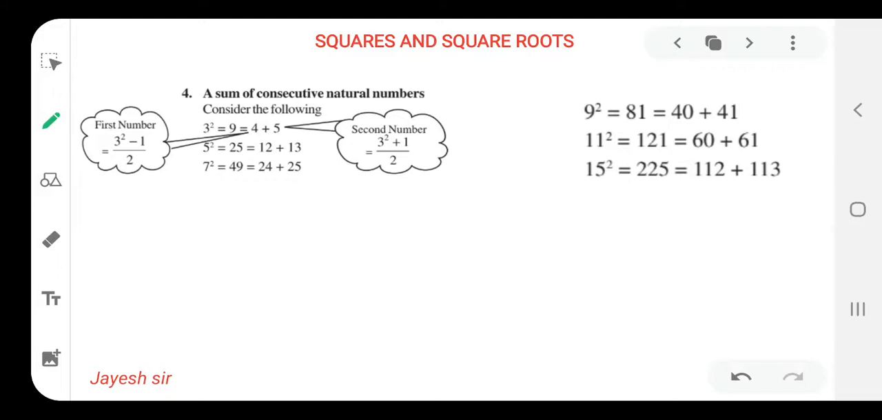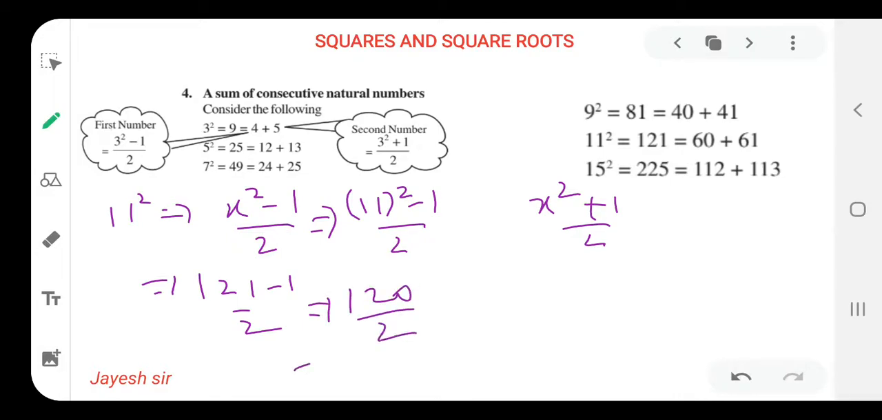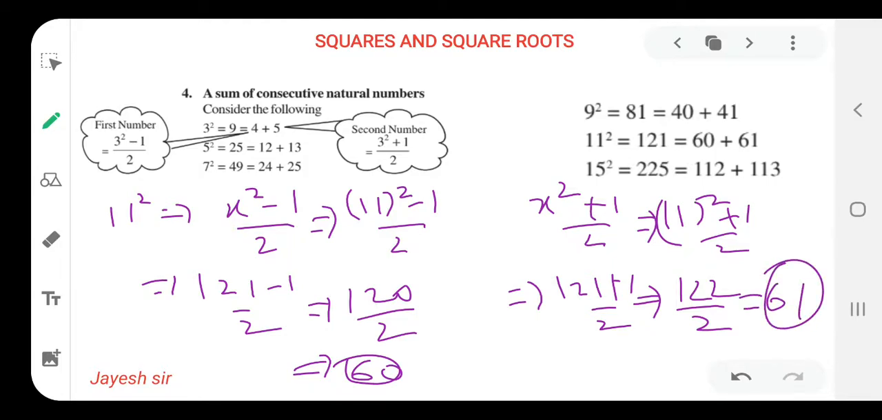Here I have explained, but practice should be there in writing. Similarly 11 square is 121. Let me write each and every step so that you can remember it properly. Similarly here (x square plus 1)/2 was there. Here it is 121 minus 1 by 2, that is 120 by 2, that is 60. So 60 would be our answer. Similarly here 11 square plus 1 by 2, that is 121 plus 1 by 2, that is 122 by 2, that would result in 61. So the two consecutive numbers are 60 and 61.